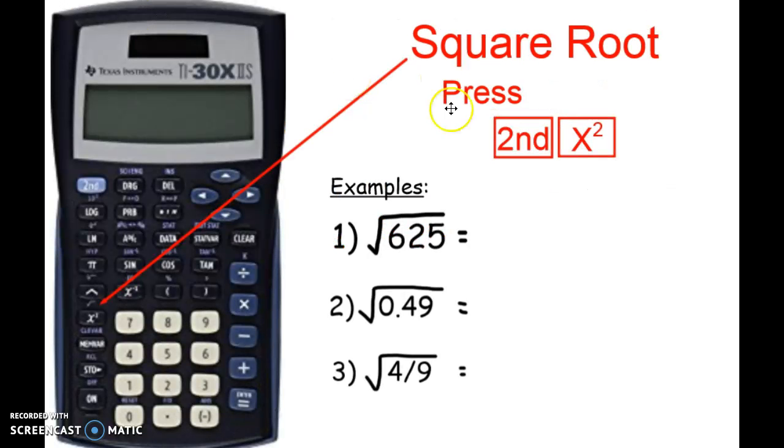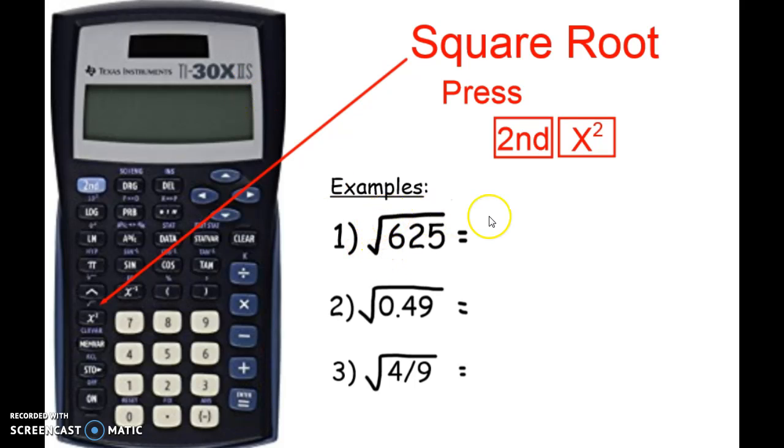Now, finally, here's what I wanted you to learn today on your calculator. On the back of your note sheet, you can write down a little note to yourself that using the calculator, the only way to take the square root of a number is to use the symbol for the square root, which is located in blue above the x squared button. So in order to do these examples, which you're going to write down on your note sheet, you're going to have to press second and then x squared to get that symbol to show up on your screen.